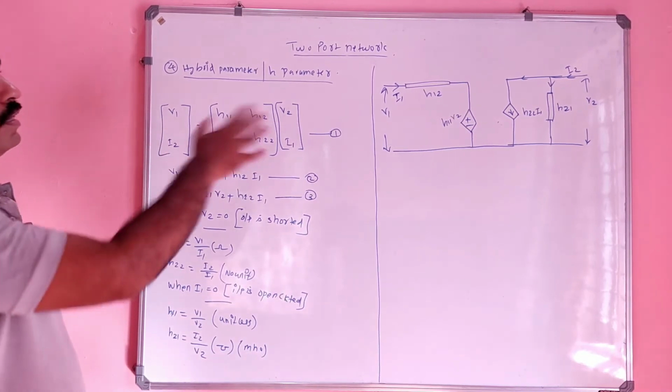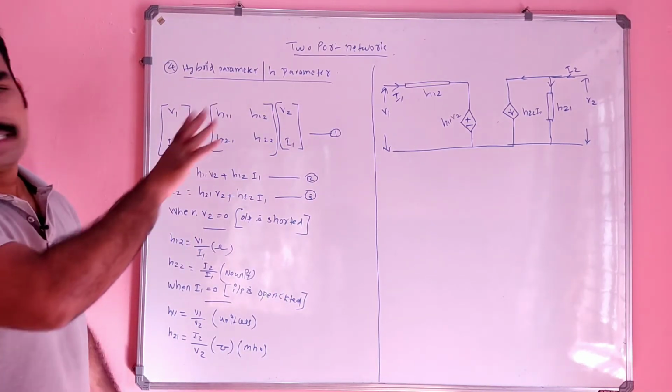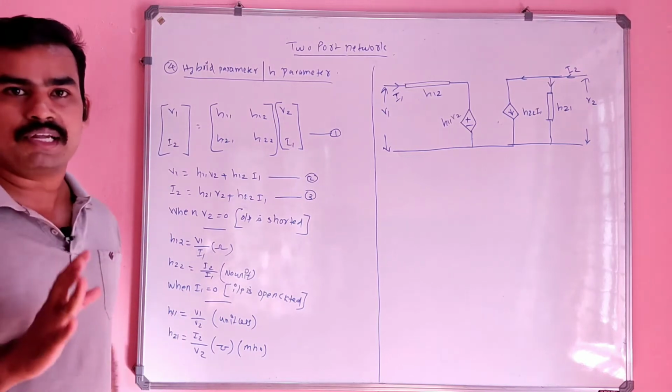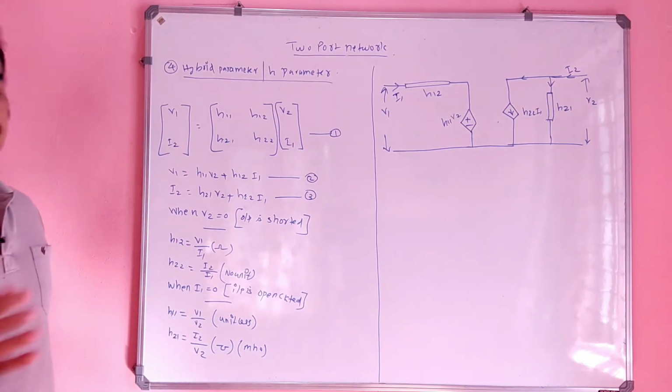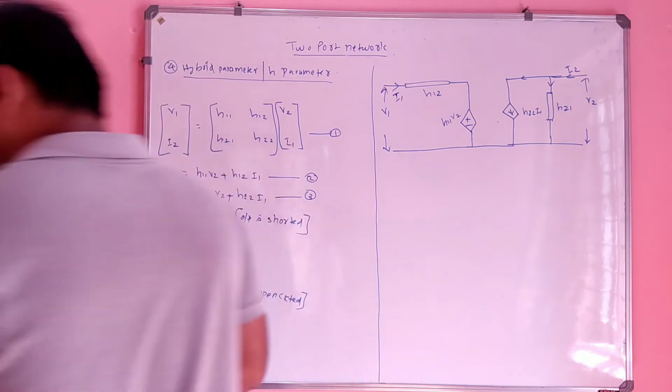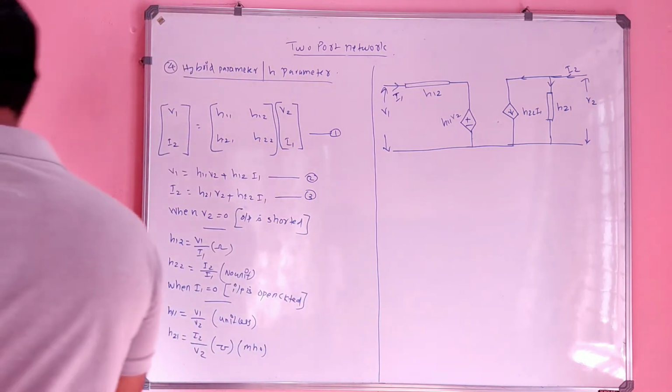So this is V1, I1 and V2, I2. How can we connect it like a current source representation and all. So that's all about the H parameter.